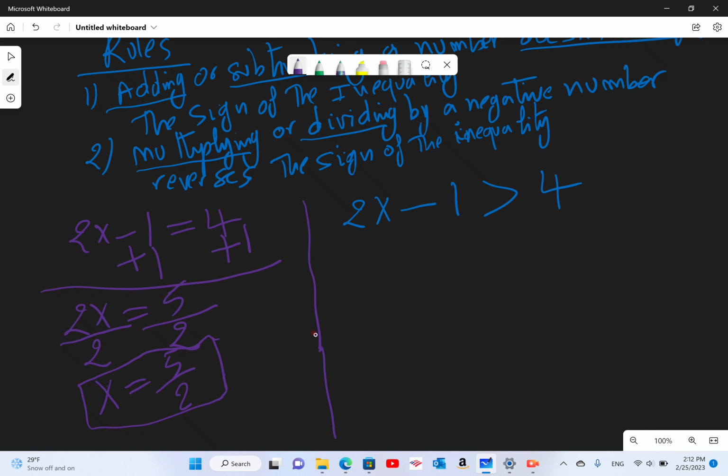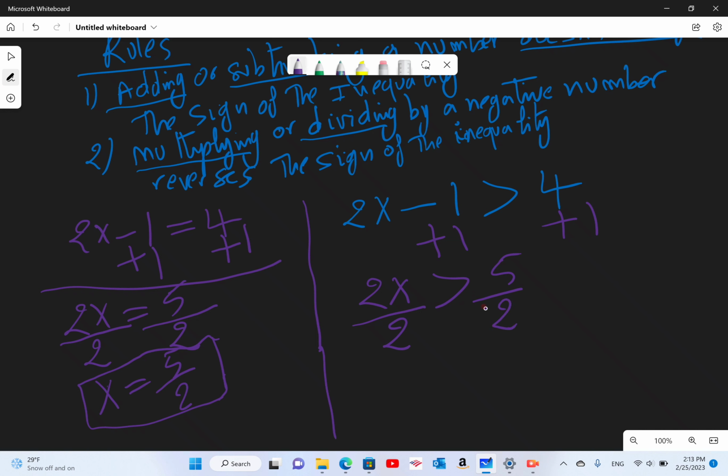If we want to solve the linear inequality, we do the same here. We add 1 to both sides, and we get 2x. Since we're adding a number, we do not reverse the sign of the inequality. So we get 2x greater than 5. The next step is getting rid of this 2 on the left side, where x is multiplied by 2. So we divide by 2 on the left side, and we do the same thing on the right side.